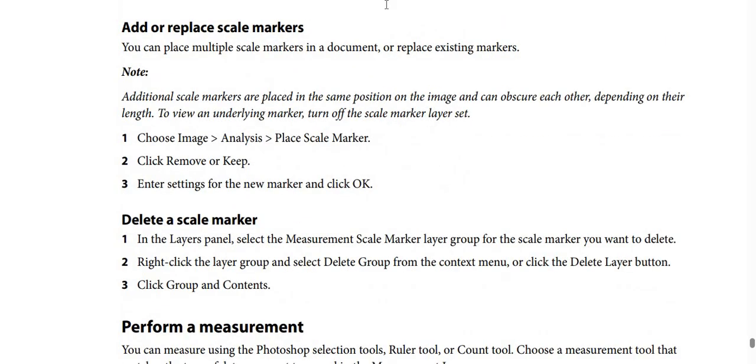We have 3 steps. Step number 1. You should choose Image first, then select Analysis, then select Place Scale Marker. And step number 2, you should click Remove or Keep. And step number 3, enter settings for a new marker and then click OK.